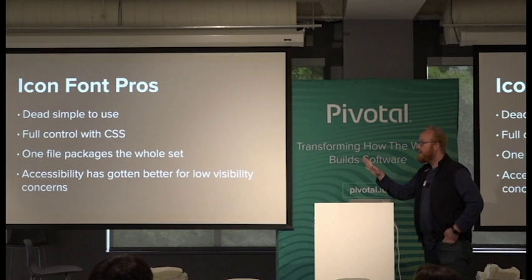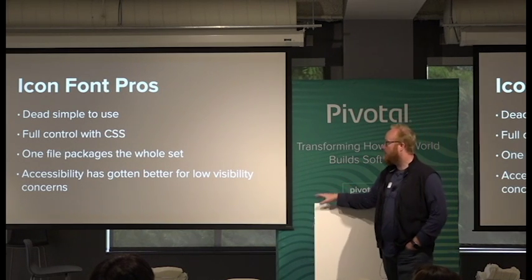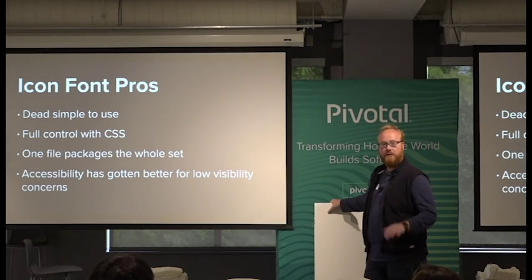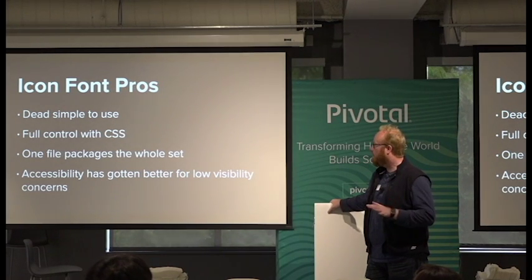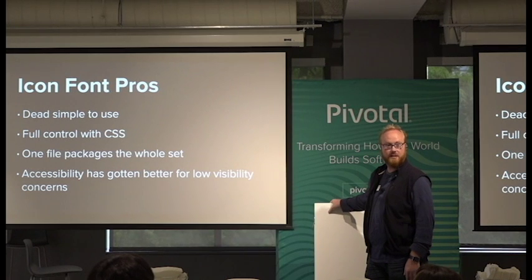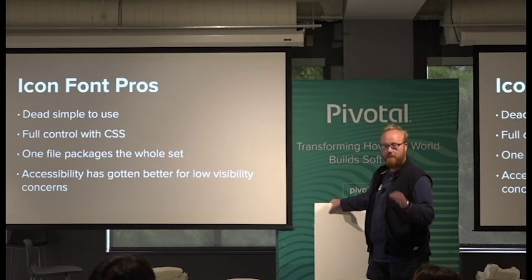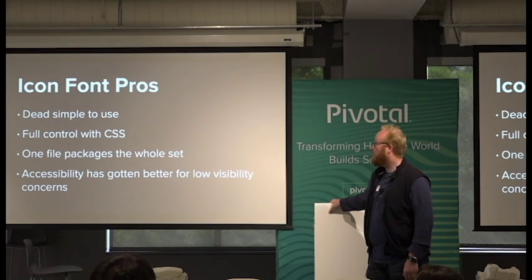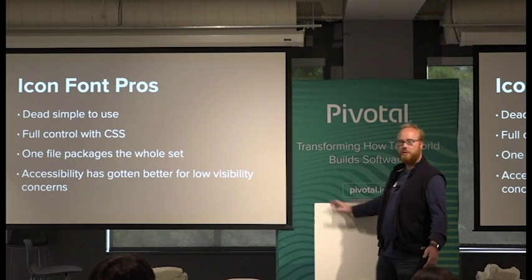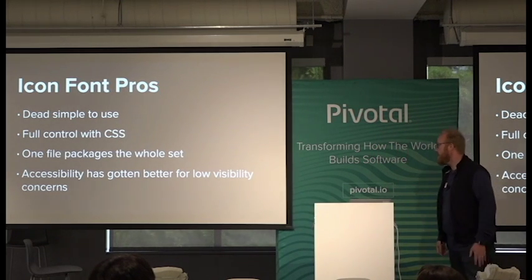Something else that's happened too is that accessibility has gotten better. Once we started tackling accessibility, we thought there was a whole lot more we had to do around fallbacks for PNGs, specifically for folks with low visibility concerns. And it turns out browsers have gotten much better even in the past few months on this. They recognize icon fonts differently from traditional images, and they treat them differently in ways that are great for folks who have low visibility issues.